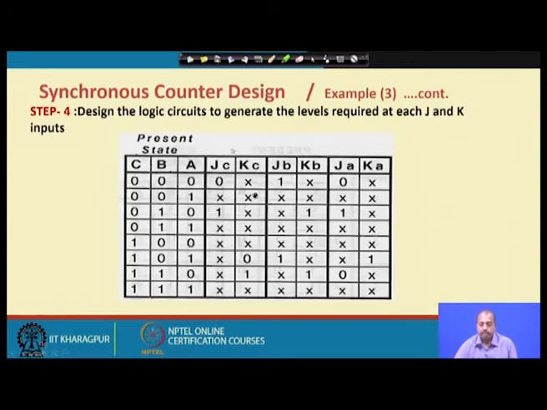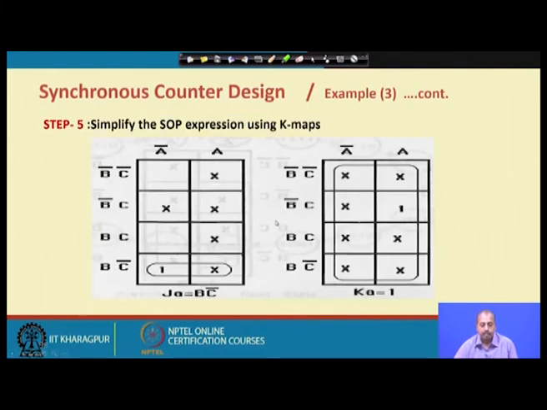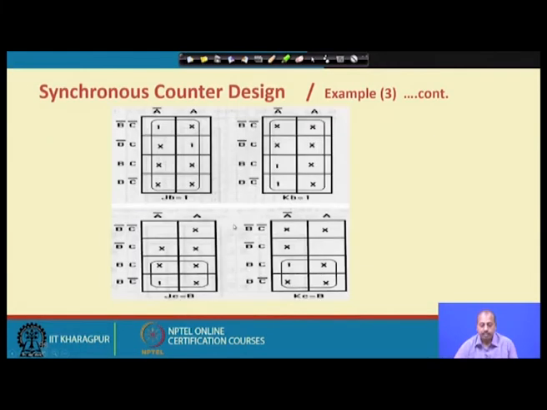So, you can design the logic circuit for this. We just write down this table again and then do minimization as we have done previously, and then we can make the final circuit.